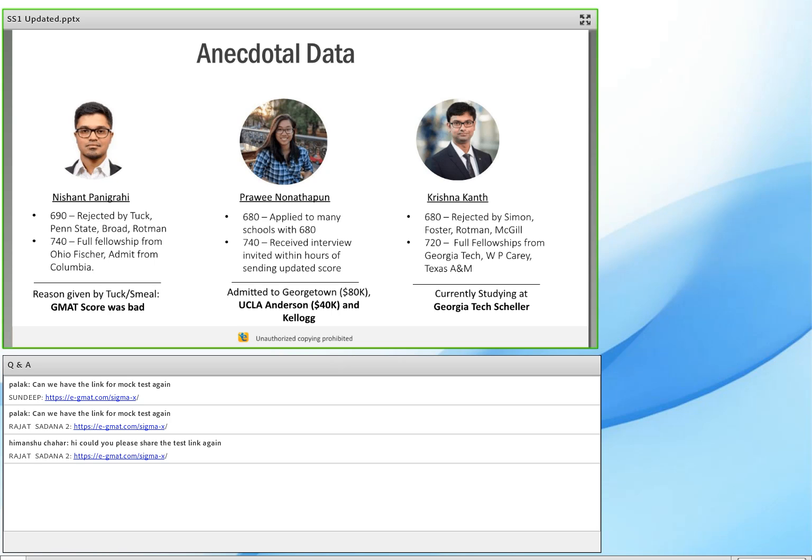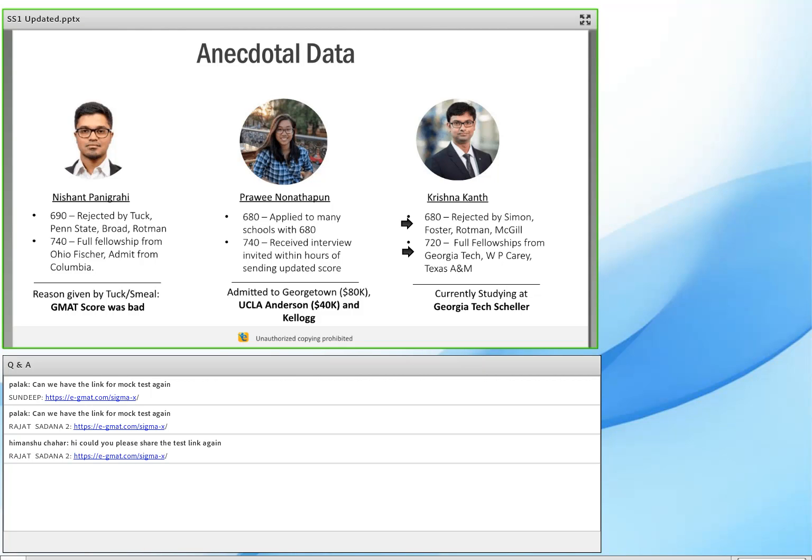Krishnakant, 680, couldn't get anywhere. 720, got 4 full fellowships. This is the interesting thing about KK: he applied with that 680 in round two, and then he was rejected in round two. The 720 application was in round three, and a lot of people say, hey, round three is really bad. There aren't that many seats. Think about it, multiple full scholarships.